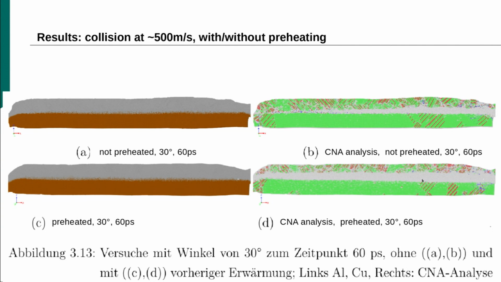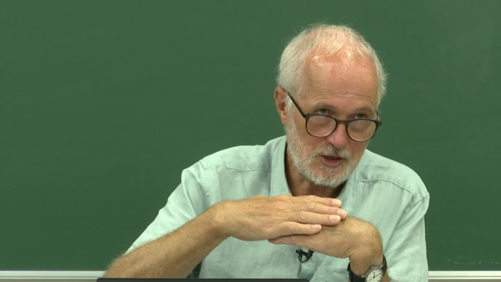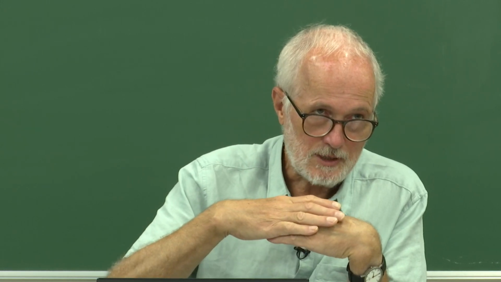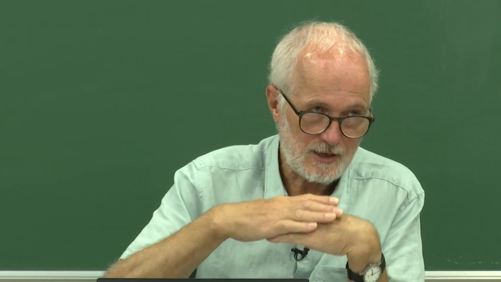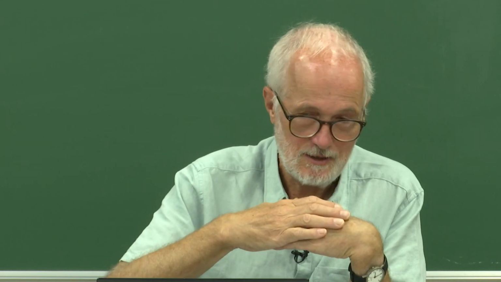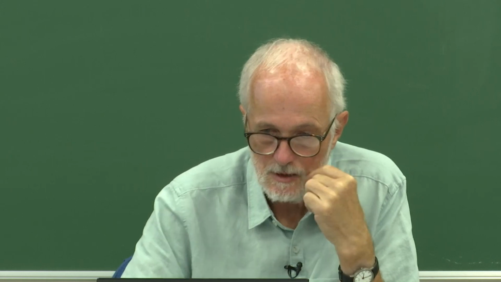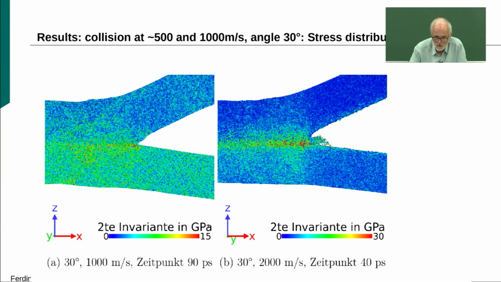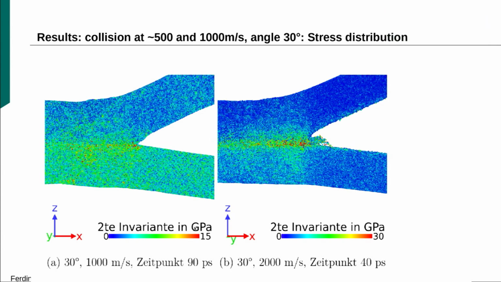Now comes the next question. You heat these two parts up to an elevated temperature, but what does it mean if you reach like 700 under these conditions? So what he did was also to measure the pressure. And you can use, sorry, this is in German, the second invariant of the stress tensor. You find here very high values in small regions.